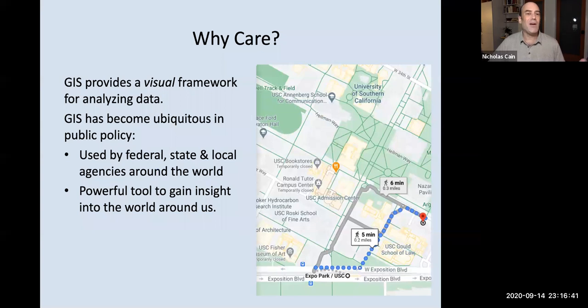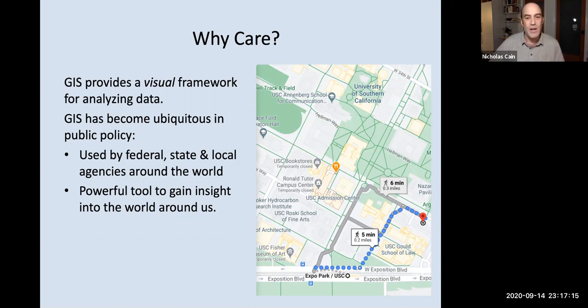So why care as a public policy analyst? One reason is that GIS provides a powerful visual framework for analyzing data. Another reason is that GIS has become ubiquitous in public policy. It's used by federal, state, and local agencies around the world for all kinds of purposes, and it's a powerful tool to gain insight into the world around us. I'd also point out that if you have a smartphone in your pocket, more likely than not, you've used GIS.